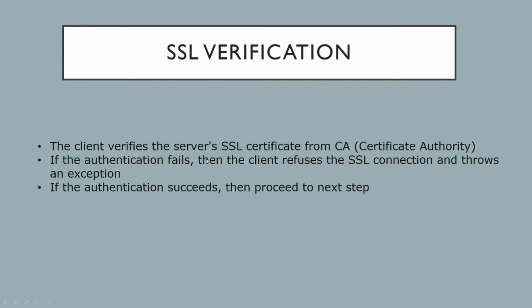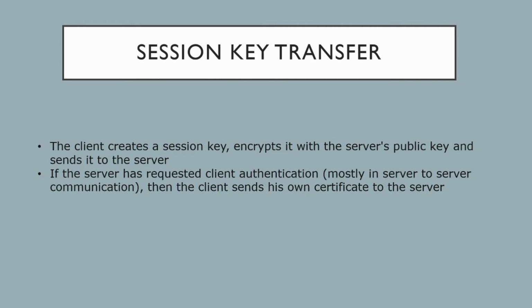Okay, so once the authentication is completed: if the authentication fails, then the client refuses the SSL communication and throws an error. But if the verification of the SSL certificate with the CA is a success, then it moves to the next step, which is the session key transfer. So now the client knows the web server is trustable, right? It has a trustable certificate, and the CA trusts that particular party, so the client also can trust that web server.